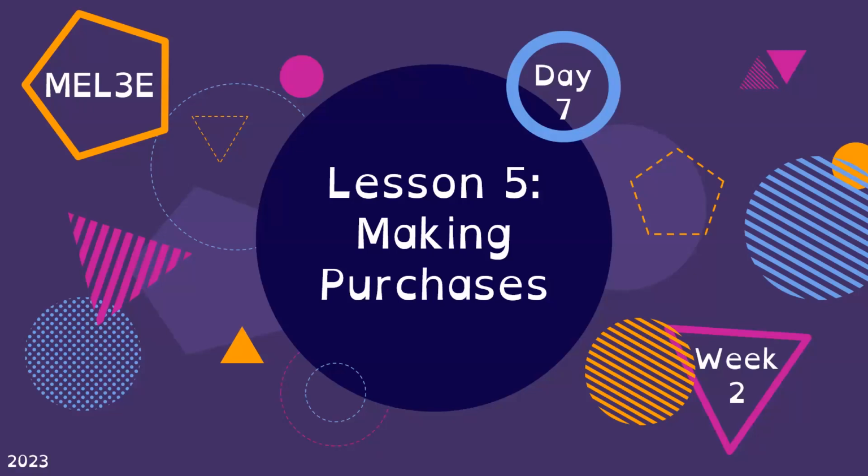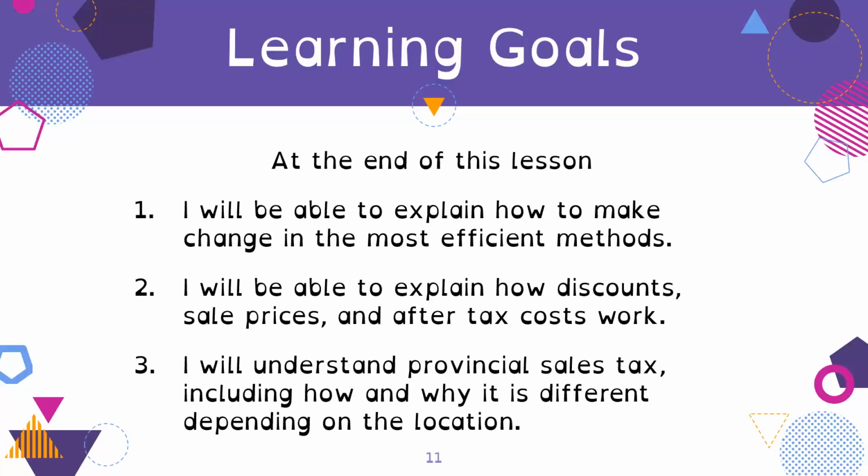Today's lesson is lesson 5, looking at making purchases. So our learning goals are that at the end of this lesson, you'll be able to explain how to make change in the most efficient methods. You'll be able to explain how discounts, sales prices, and after-tax costs work, and you'll understand provincial sales tax, including how and why it is different depending on the location.